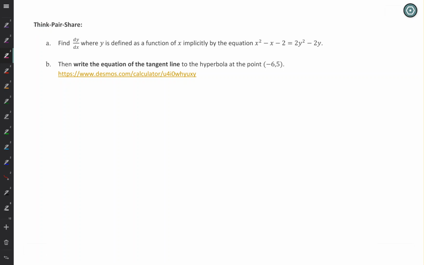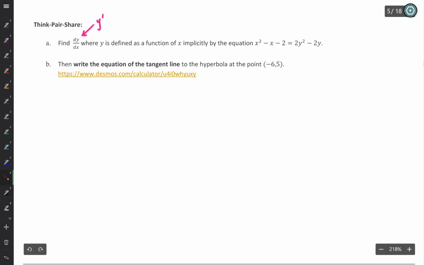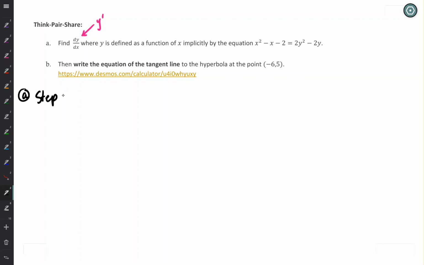So part A says find dy dx. Remember, that's just an alternative notation for y prime. Find the derivative, where y is defined now implicitly as a function of x by this equation. Notice here we're not able to solve for y. We got y squared here and y here, so we have to use implicit differentiation. Okay, A. So the steps of implicit differentiation, step 1 is to just take the derivative of both sides with respect to x.